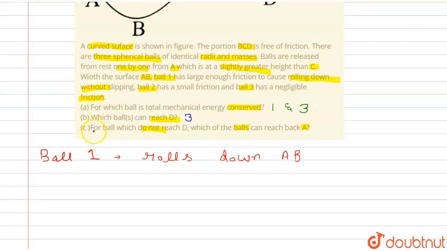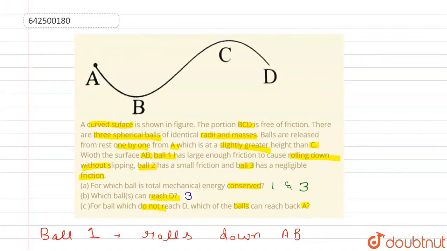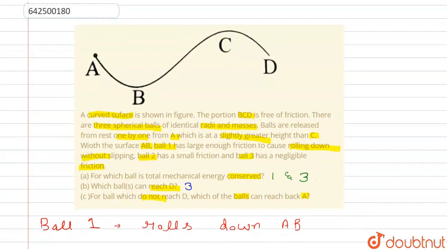Now come to the third part. For balls which do not reach D, which of the balls can reach back A? Ball 1 and ball 2 turn back before reaching C. Ball 2 cannot reach back to A on account of frictional losses, and ball 1 cannot roll back to A because of rotational kinetic energy. So these are the answers of the three parts. I hope you understand the explanation.